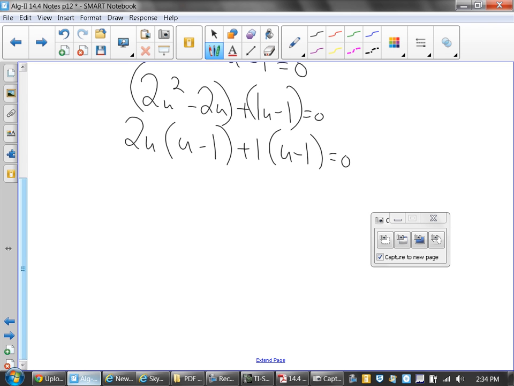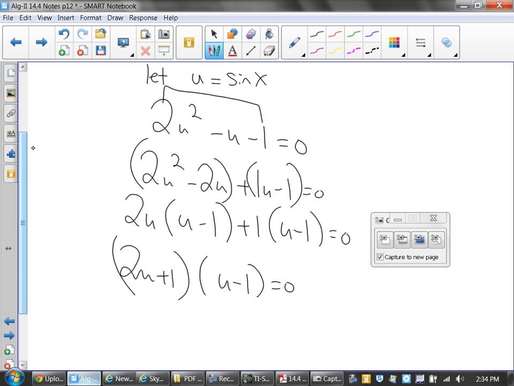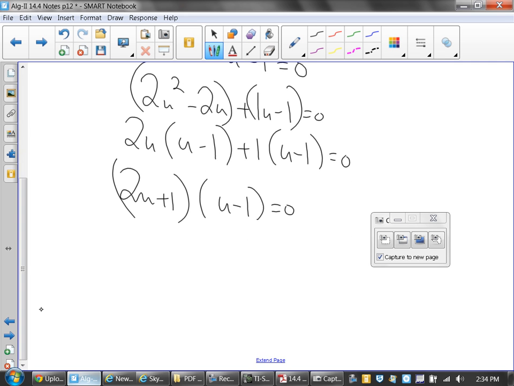So now when I rewrite this out, I have 2u plus 1, u minus 1, but since u equaled sine, 2 sine of x plus 1, sine of x minus 1 equals 0. How would you find zeros when you factored trinomials before? You'd set both terms equal to 0, wouldn't you? What do you think's different here? Nothing.